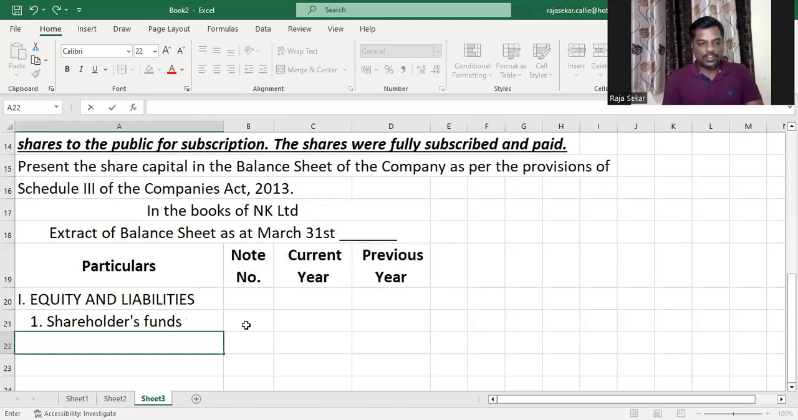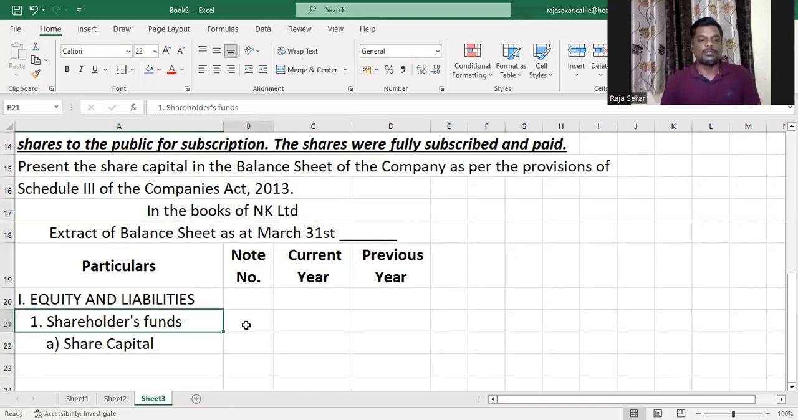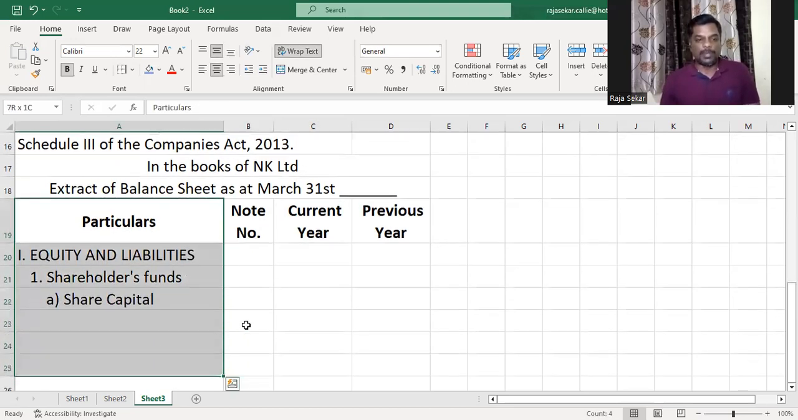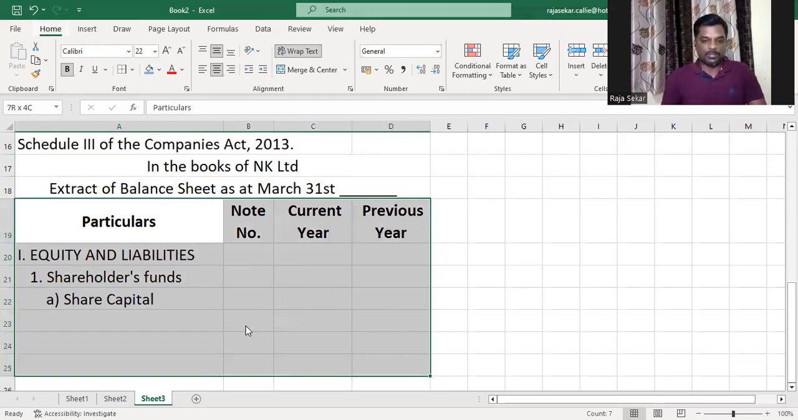And shareholders' funds is the heading under which share capital is shown. The subheading is share capital. Now we'll not be able to write the exact amount in the current year because we haven't computed that in this question yet. So we'll just prepare this and then make the table. We're not going to write any total amount here because we don't have the total.